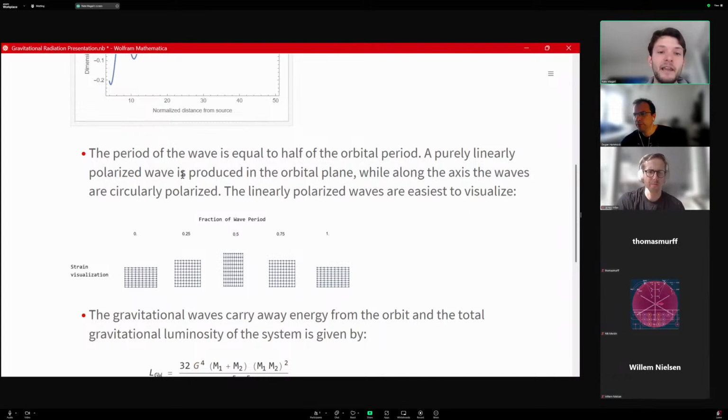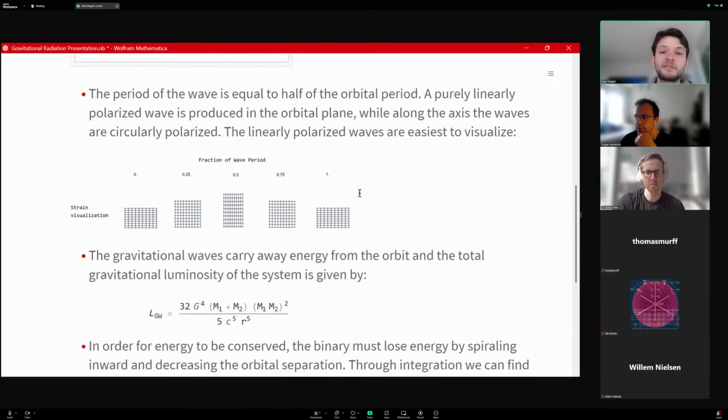And in the orbital plane, because from our point of view, if we're looking at the system edge on, we just see the masses going back and forth. That corresponds to a linear polarization in that direction and the direction perpendicular to it. But if we're looking along the axis of the orbit, we get a circular polarization, which is a little bit harder to visualize, but we can think about that as a superposition of linear polarizations.